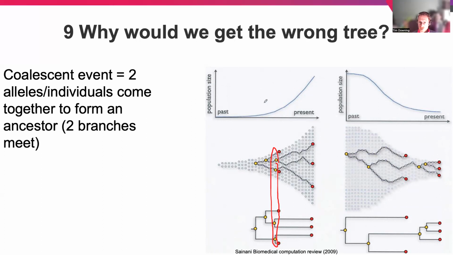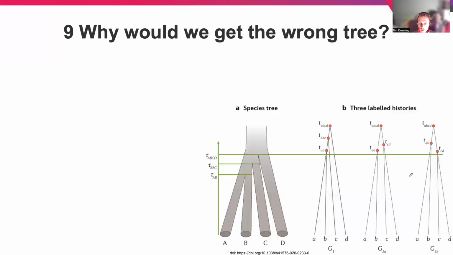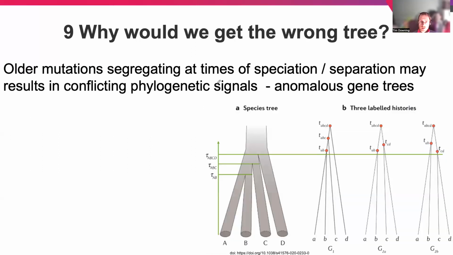Similarly, if we have population changes such as an increase or decrease, we can see that for a recent increase, the ancestry will be very shallow. For a population bottleneck, the ancestry may sometimes be quite deep. We also know that this issue of older mutations segregating at the time of speciation or separation may make this more complicated, and that's shown by this diagram here, where the average tree for ABCD is shown.